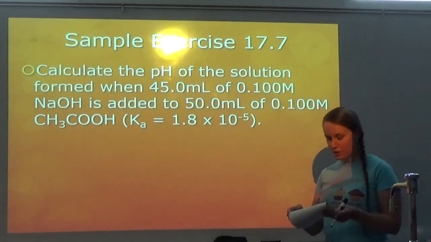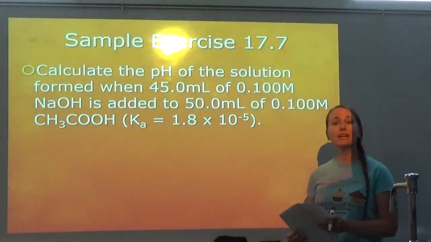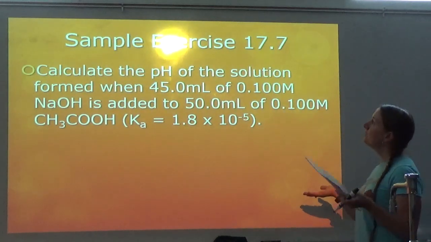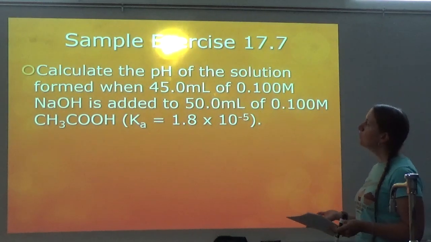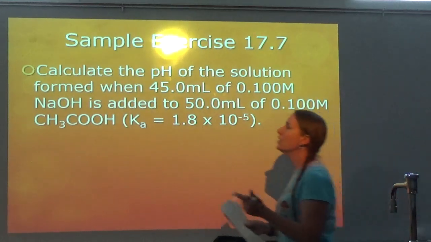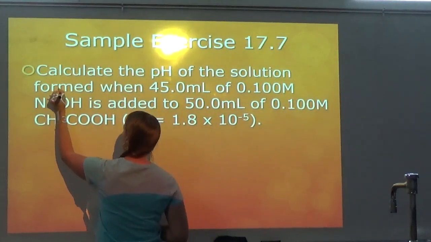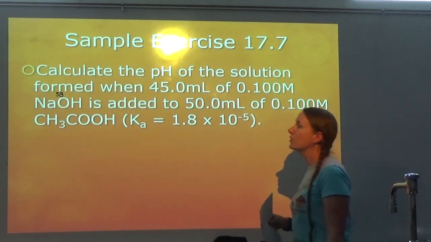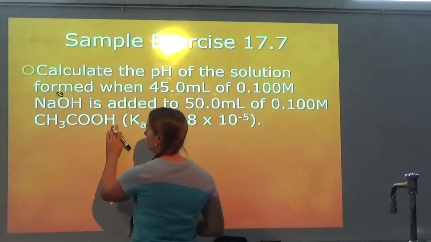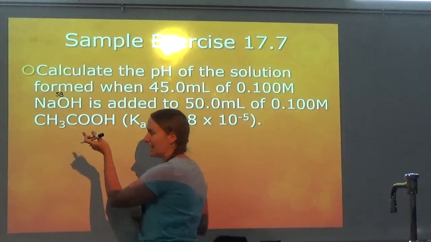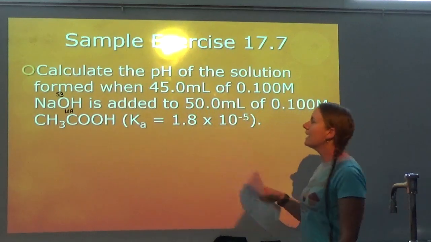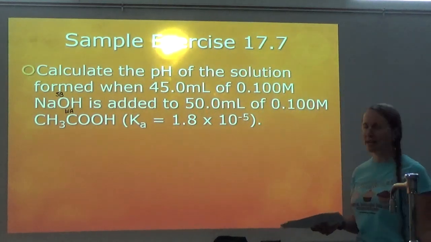All right, so let's just go ahead and jump in because we don't have anything else to do but do a whole lot of math today. All right, so it says calculate the pH of a solution formed when 45 milliliters of 0.1 molar NaOH, so I can see I have a strong base, is added to 50 milliliters of 0.1 molar CH3COOH. So this is just another way of writing acetic acid, and so that means I have a weak acid. And then it tells me the Ka is 1.8 times 10 to the negative 5.